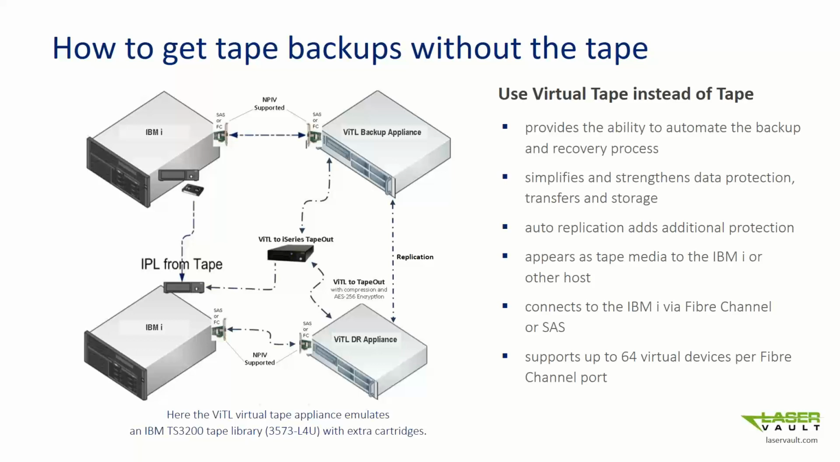And then there's also replication. The replication gives you the ability to replicate to a second Vital appliance that could be at a DR, disaster recovery, location. We do have customers that also replicate copies of their backups to cloud storage. So all these different options give you the ability to protect your data with 2 copies of your backups, as opposed to the 1 copy that you would currently have using just tape.